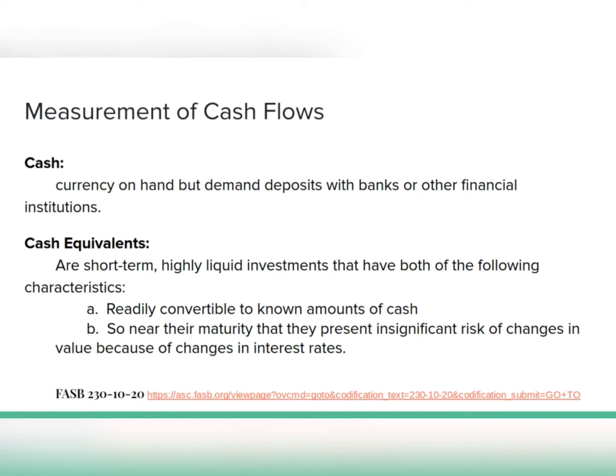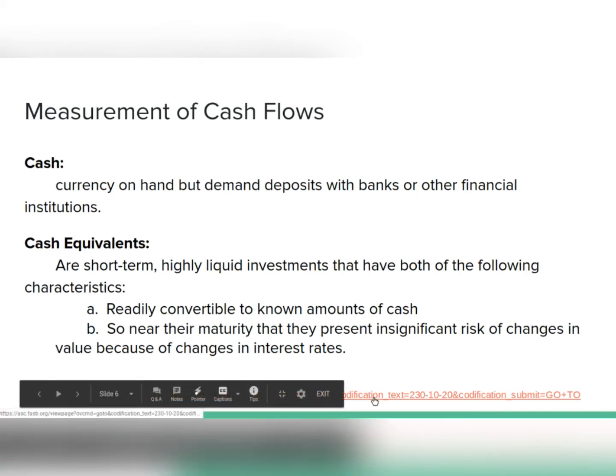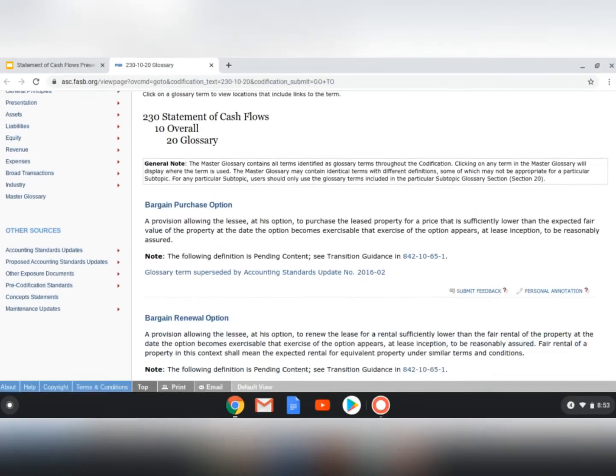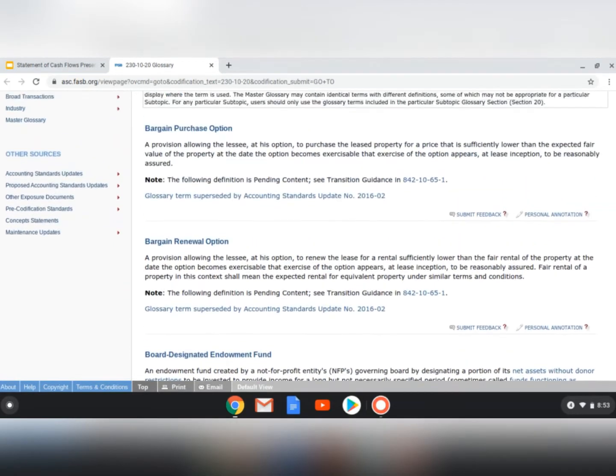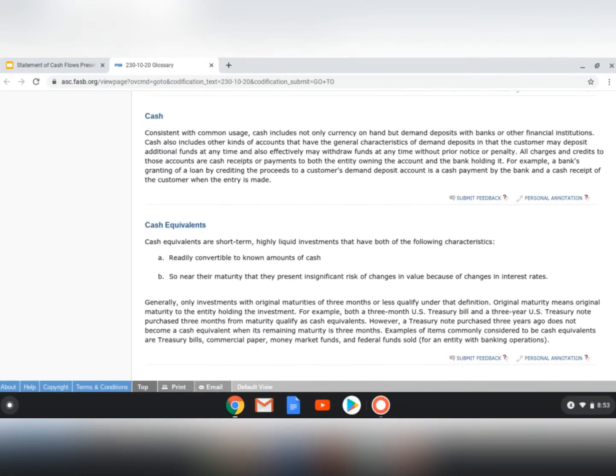To further understand the difference between cash and cash equivalents, we will go to our codification, FASB 230-10-20. Here we can get a better understanding of what FASB says cash and cash equivalents are.